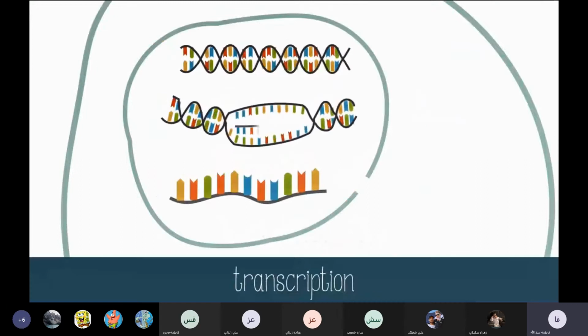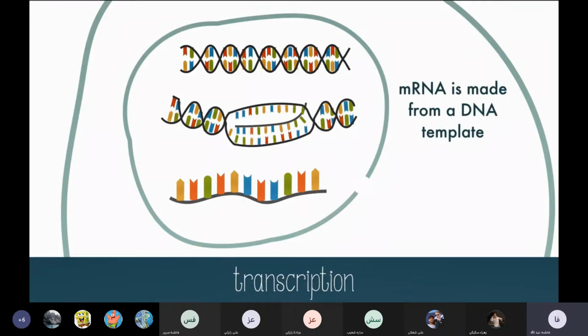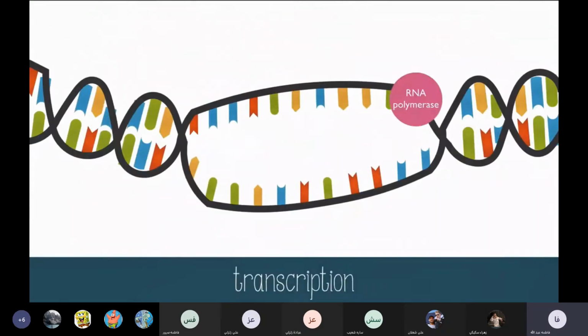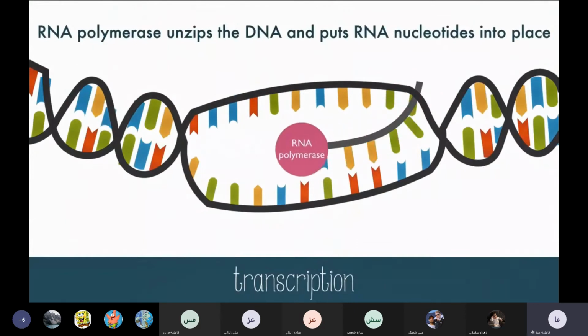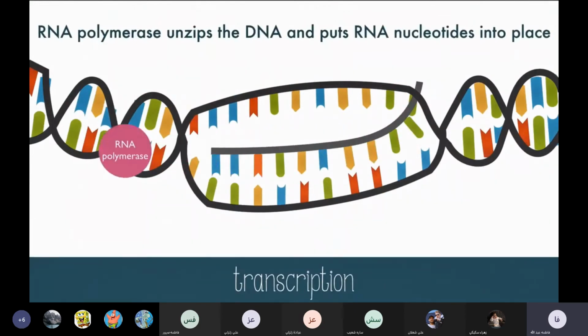A portion of the DNA is unzipped so that the mRNA can be made from the DNA like a template. That's transcription. Nucleotides of RNA match with one strand of DNA and make mRNA. RNA polymerase unzips the DNA and puts RNA nucleotides into the right place. C and G nucleotides match up, A and T nucleotides match up, but anytime the RNA places a complement to an A on the DNA, it places a U instead of a T in the RNA. Remember, RNA uses uracil instead of thymine.